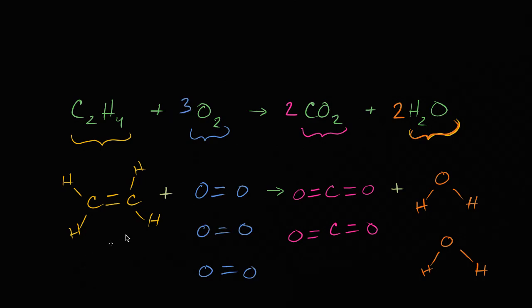We have 2 carbon atoms on both sides, 2 carbons right over here. Here we have 4 hydrogen atoms on both sides. They are here in the ethylene and here in the waters. And then here we have 6 oxygen atoms on both sides. Some of the oxygens are in the carbon dioxide molecules, and some of them are in the waters. And here, they're all in molecular oxygen.